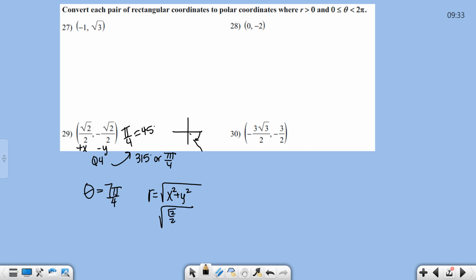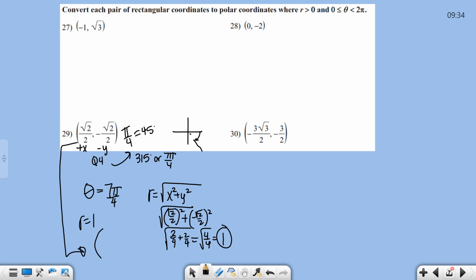I'll show it to you, but you can pop it in your calculator or you can just think through it. So square root of the square root of 2 over 2 squared plus negative square root of 2 over 2 squared. Well, if I square those, I'll get 2/4 for both of those values. So the square root of 4 over 4, well, what's the square root of 1? That's right, 1. So the radius is 1, and the theta is 7 pi over 4. So going from rectangular into polar, radius is 1, 7 pi over 4 is my theta. Boom, you're all done.